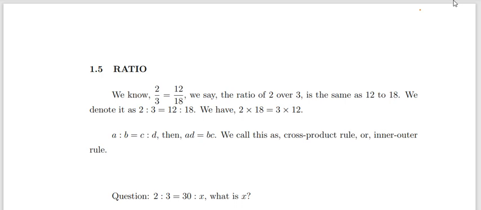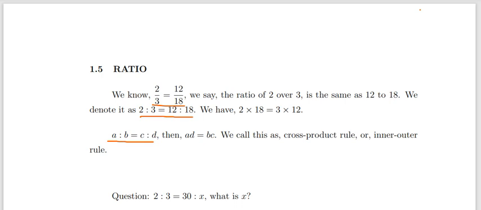So for fractions, we can simplify. We say like 12 over 18 equals 2 over 3, right? So we can also regard this as a ratio. Like we say 2 over 3 equals 12 over 18. And in general, we say A over B equals C over D.